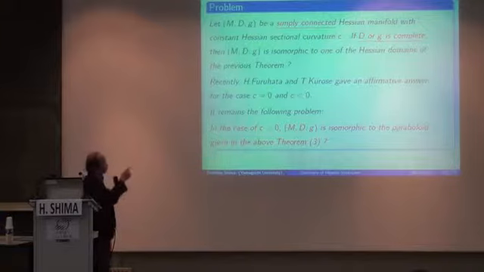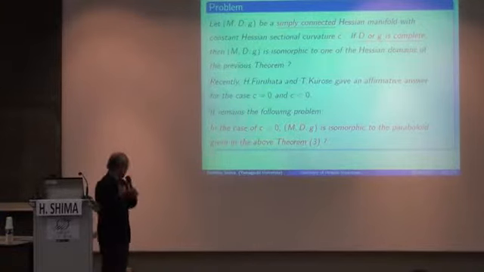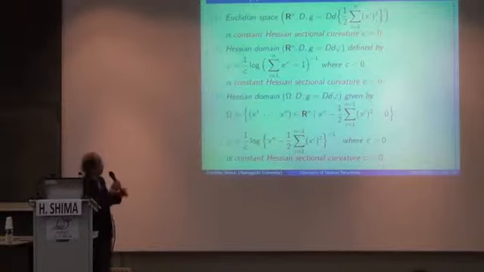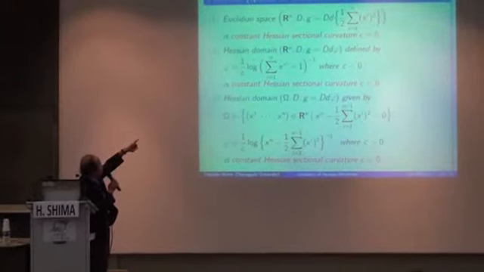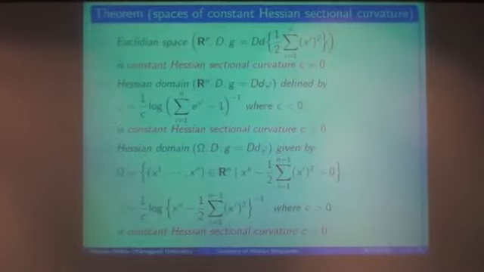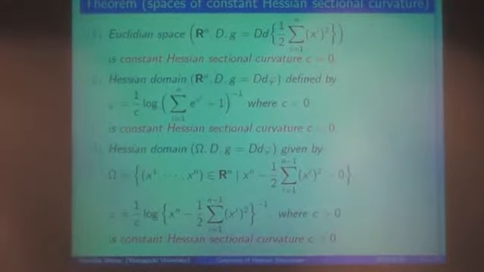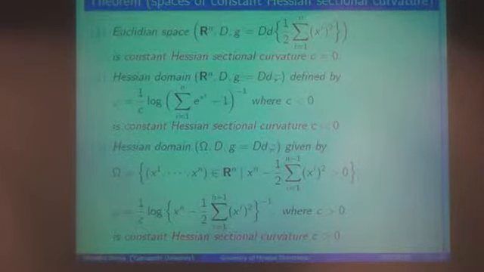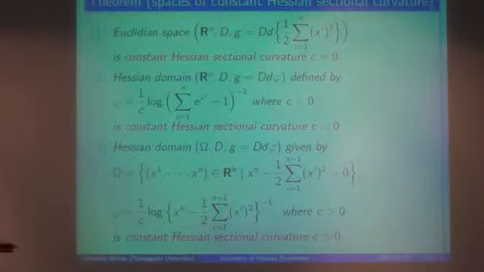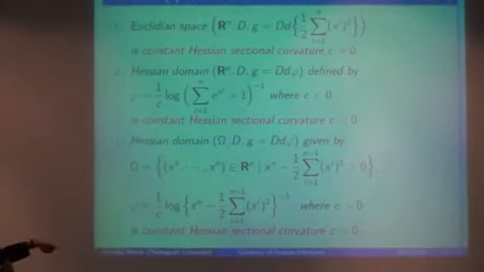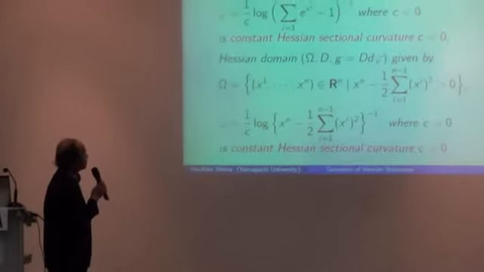The condition that D or g is complete is necessary because in the first case D and g are both complete. In the second case D is complete, but g is not complete. In the third case omega is not complete but g is complete.